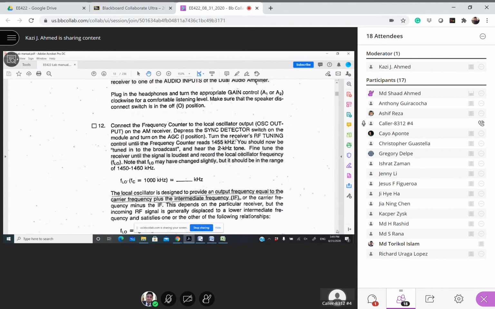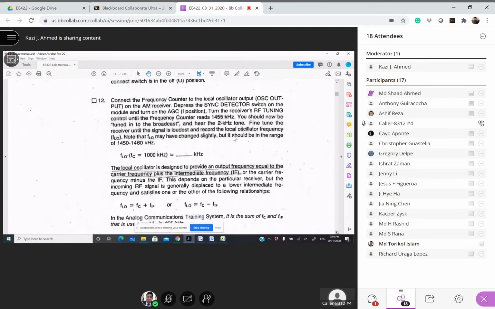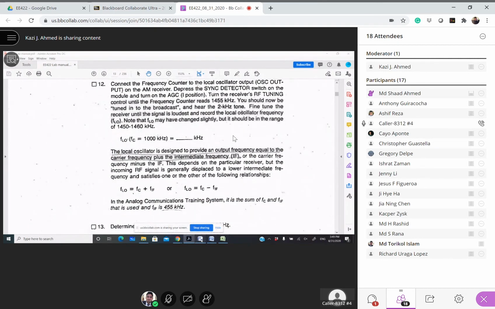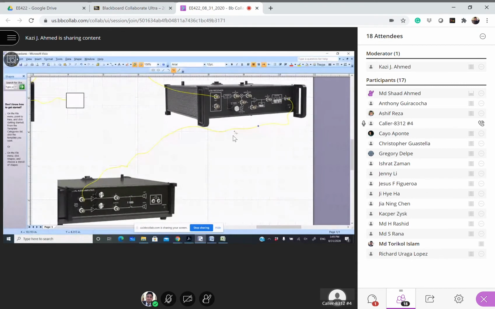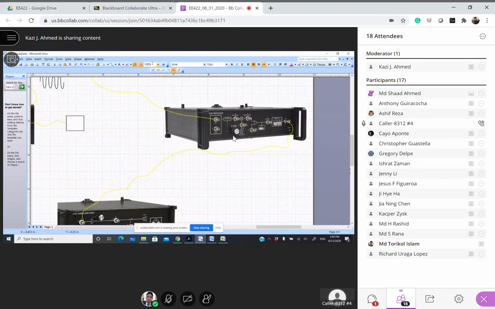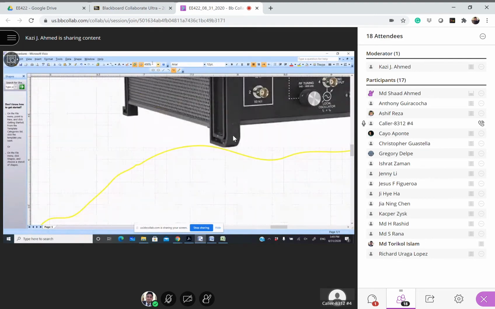Okay. Now, let us discuss this a little bit. What's going to happen? So now we connect this here. And what we also connect is a local oscillator. Let me increase it a little bit again. So we have the local oscillator.